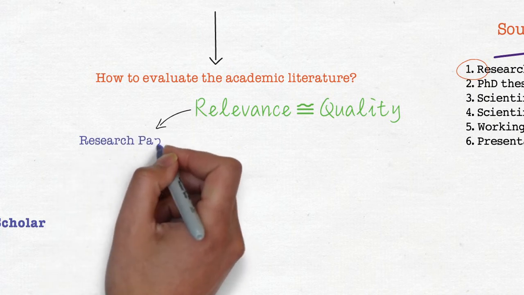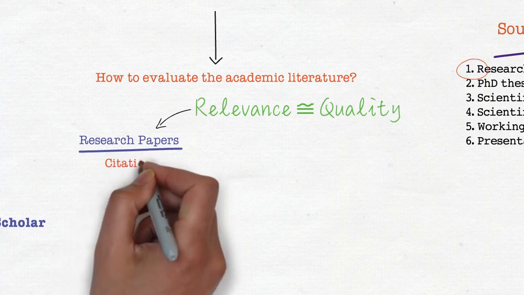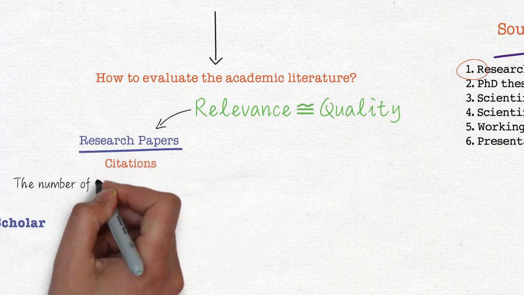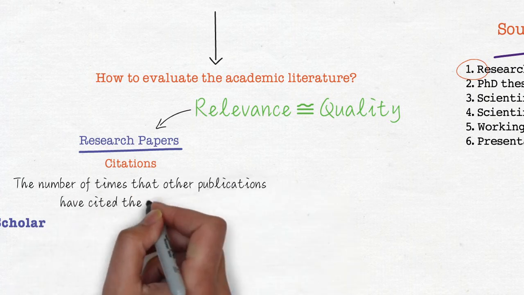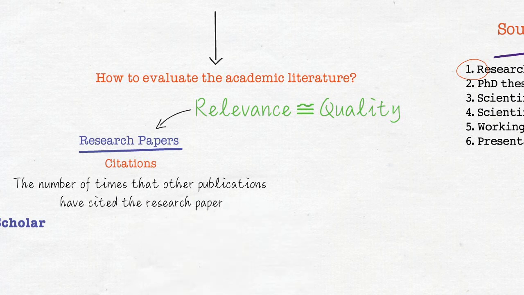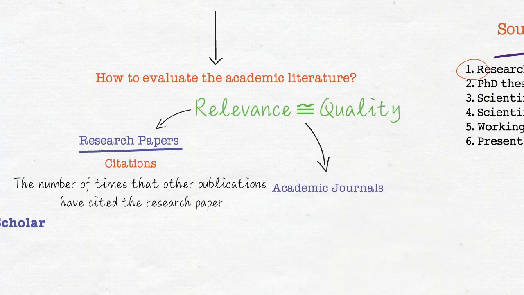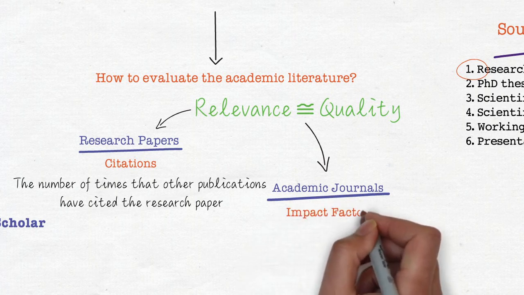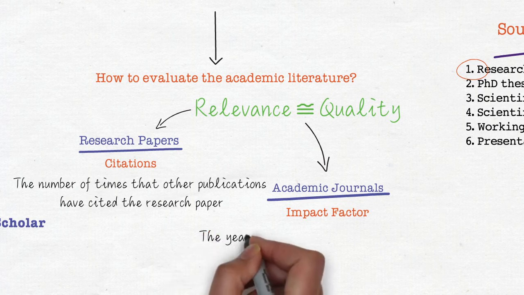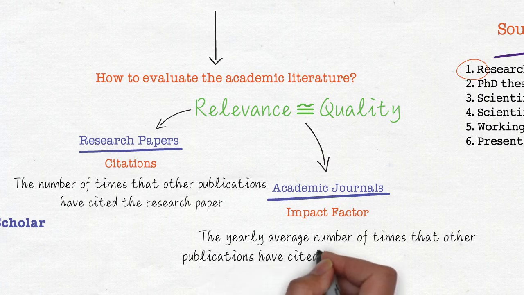And quality regarding a publication is usually approached as the number of citations it has. So, the more citations by other researchers, the more relevant the paper is considered to be. Quality regarding academic journals is usually approached as the impact factor the journal has. But what is the impact factor of a journal? The yearly average number of times that other publications have cited research papers of this journal.